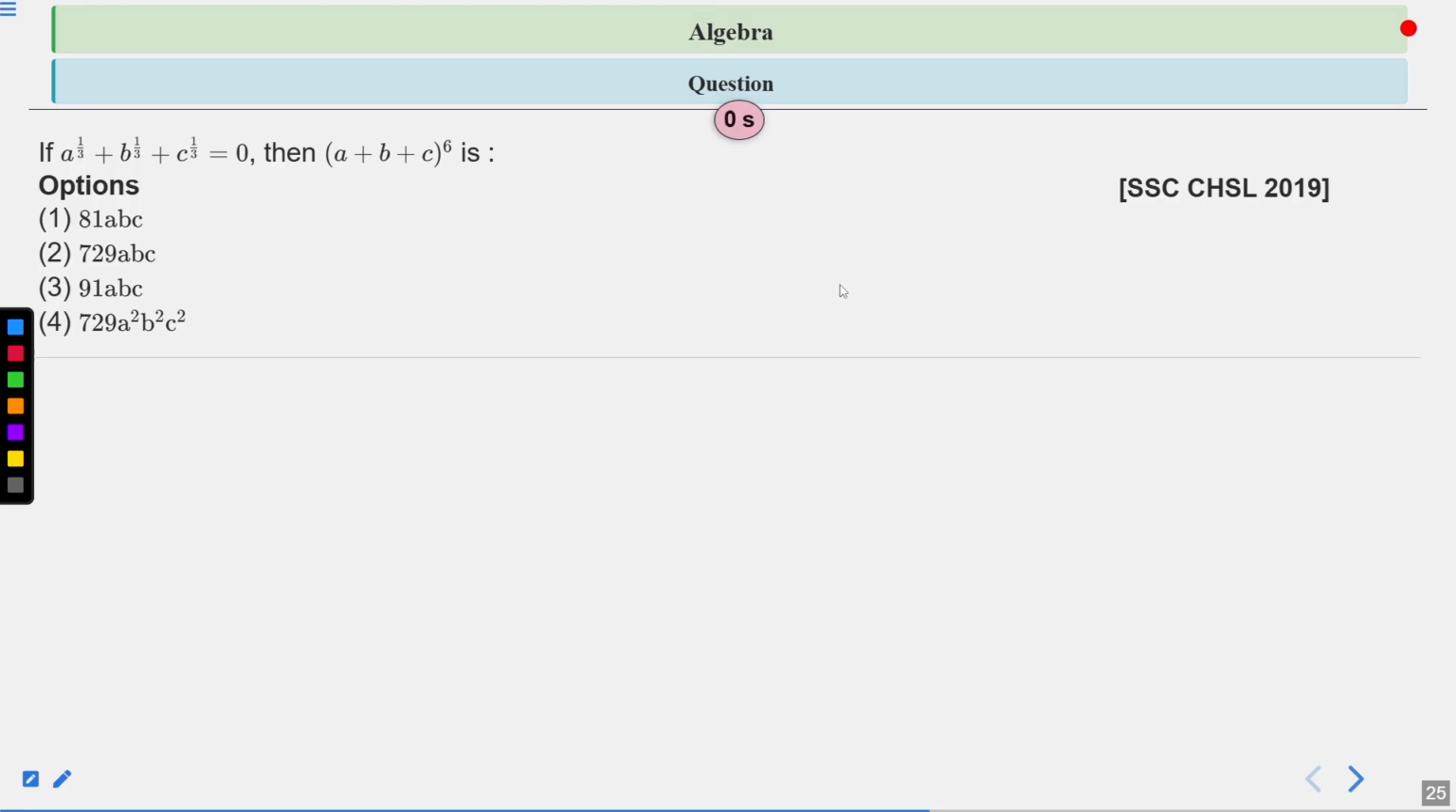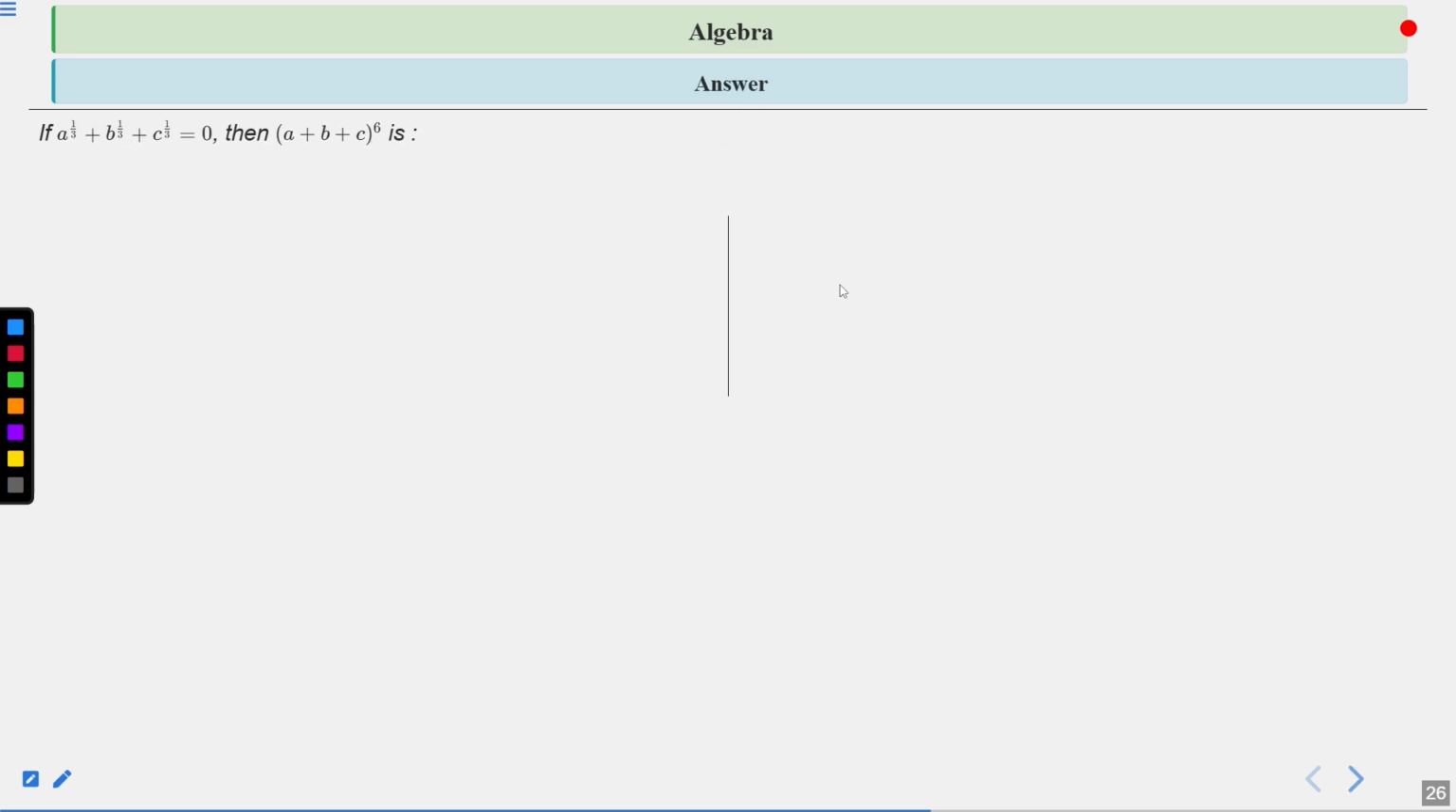So time's up. Let's see the solution of this question. If a to the power 1 by 3 plus b to the power 1 by 3 plus c to the power 1 by 3, what does it mean? It means cube root of a plus cube root of b plus cube root of c equals 0, it is given. Then the question is, what is the value of a plus b plus c whole to the power 6? So the correct answer of this question is the fourth one, which is 729a square b square c square. Now see the detailed solution of this question.